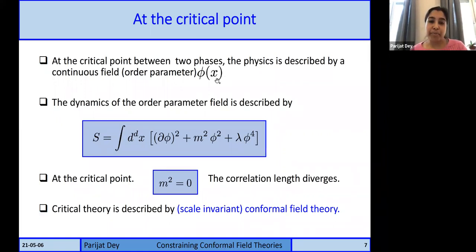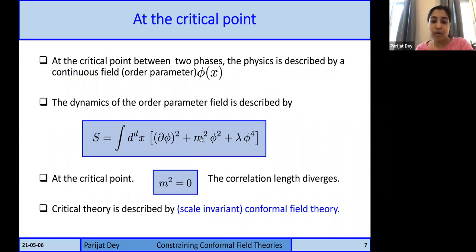Now, at the critical point between these two phases, it turns out that the physics is described by a continuous order parameter field phi, which depends continuously on the spacetime coordinates x. And the dynamics of this order parameter field is captured by this action. So this is the Lagrangian for this scalar field phi. This is the kinetic term and this is the potential term.